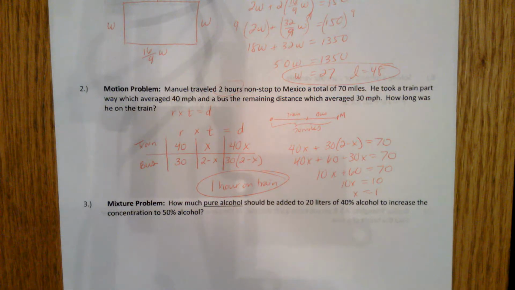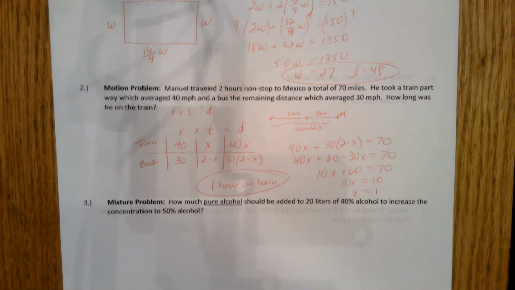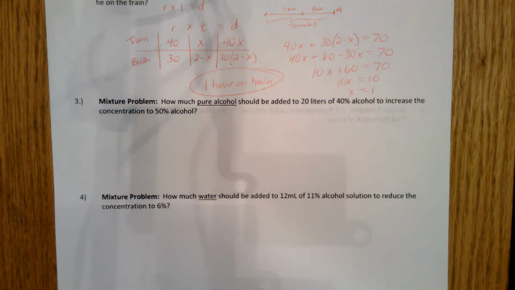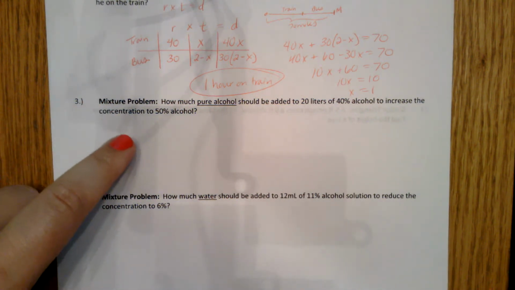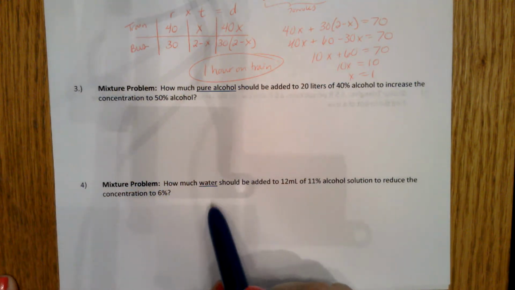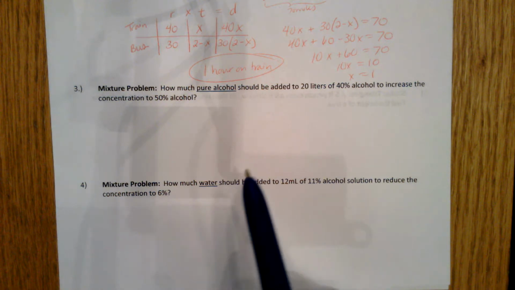So motion problems usually make two different rows, and then 3 columns. All right, now mixture problems. You are going to have some mixture problems tonight. I'm going to show you the easiest way to do them. In this one, we're going to add pure alcohol, and here we're going to add water. I want to show you the difference there.